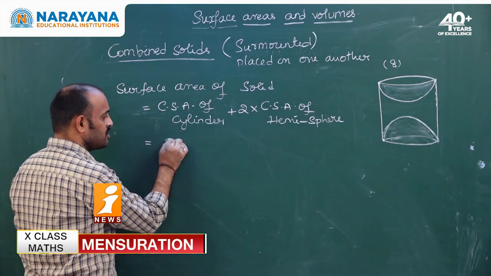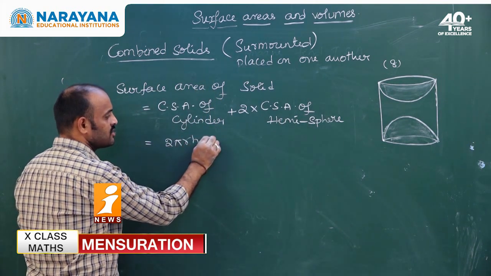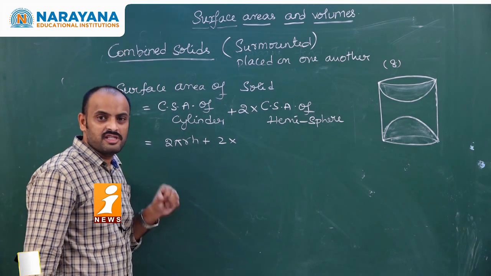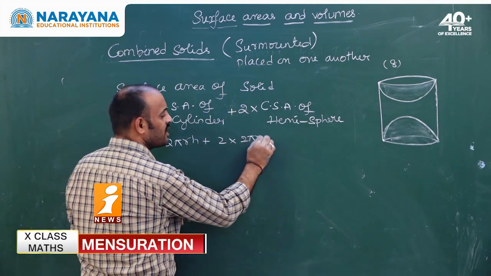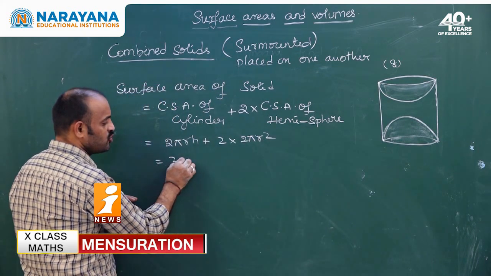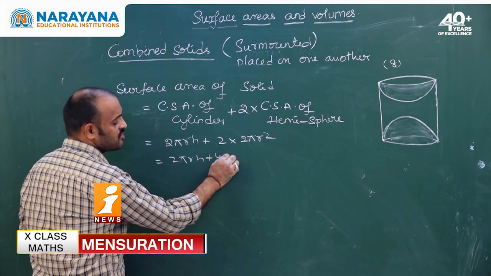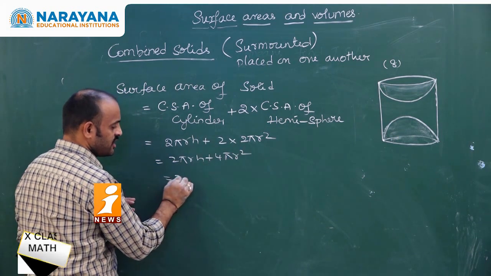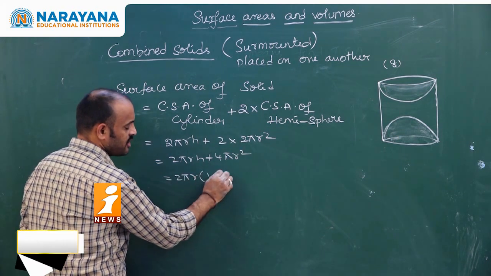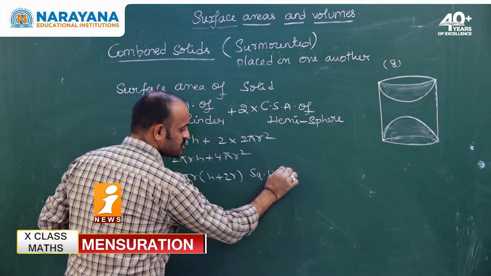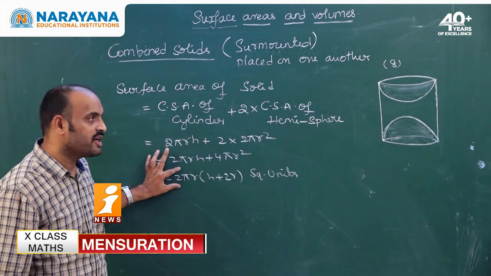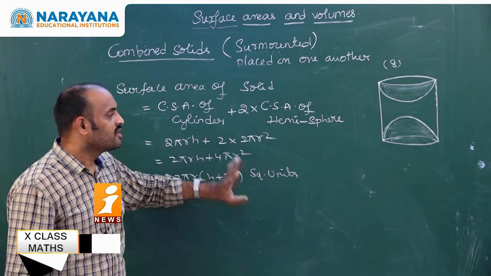CSA of cylinder formula is 2 pi r h, plus 2 into the CSA of each hemisphere. As the radii are the same, 2 pi r square each. Therefore, 2 pi r h plus 4 pi r square. If I take 2 pi r common, 2 pi r into (h plus 2r) square units.